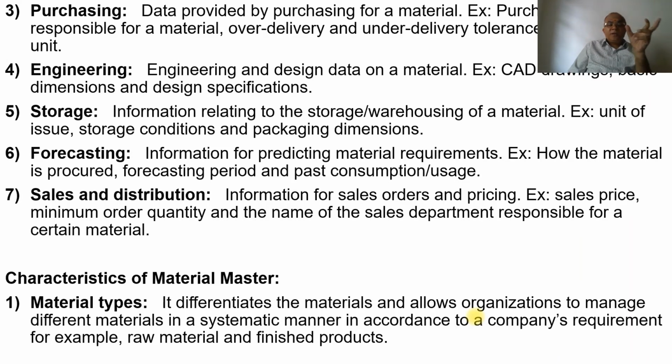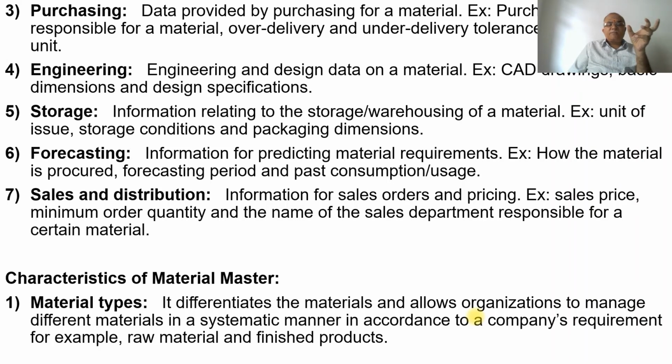Then forecasting: information for predicting material requirements. For example, how the material is procured, forecasting period, and past consumption or usage. Then sales and distribution: information for sales orders and pricing. Example: sales price, minimum order quantity, and the name of the sales department responsible for certain materials. So these are the main points.